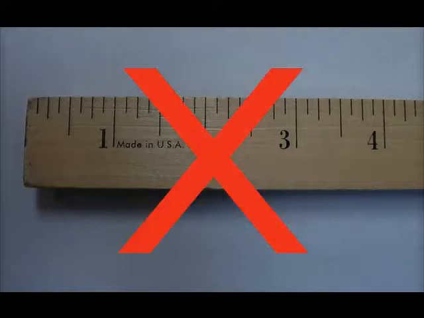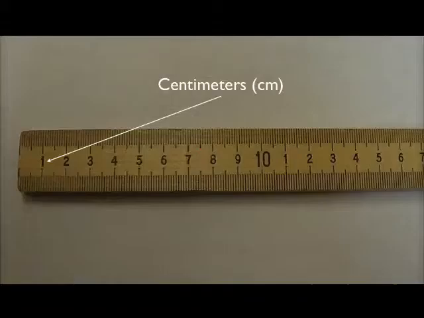All of science uses the metric side, and if we go back and look at that metric side, each one of these numbers represents what's called a centimeter. So the distance between there and there is 1 centimeter. The distance between the end of the meter stick and there is 2 centimeters, and so on and so forth.